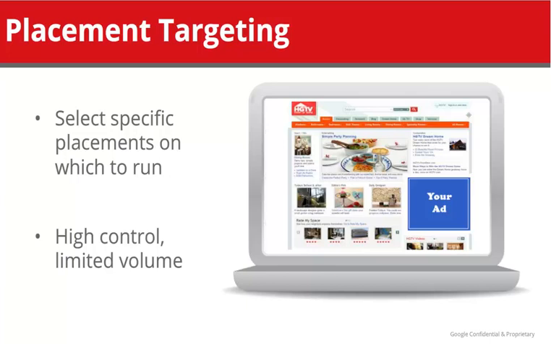Another great benefit of placement targeting is that it allows you to raise or lower bids for specific sites based on the performance of your ads appearing on those sites. You can add the site as a managed placement and adjust the bid up or down for that one placement. All right, let's move on to topic targeting, another targeting strategy that gives you more control over where your ads appear.